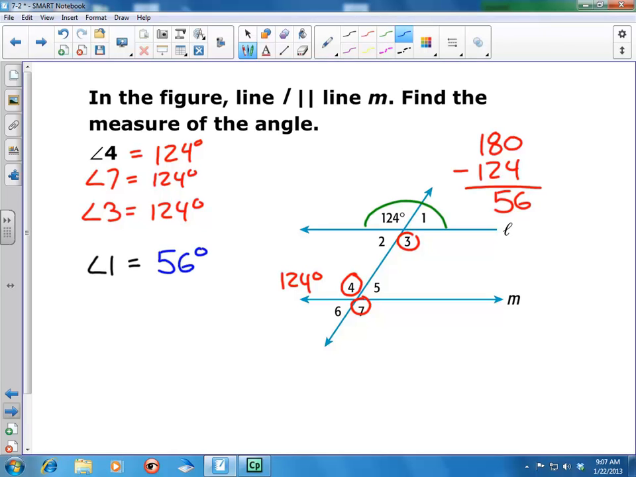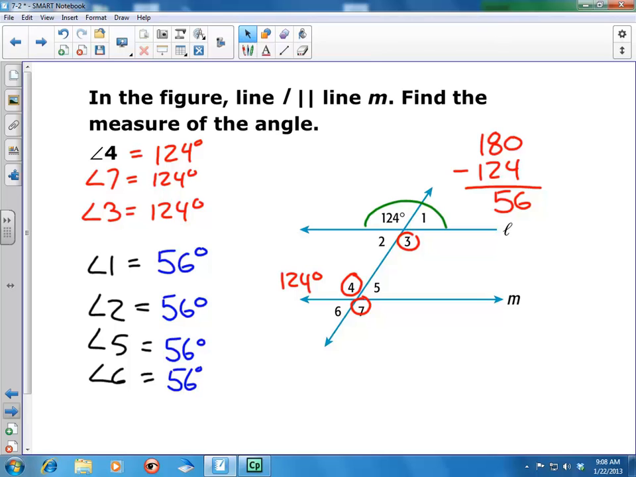Well, if angle 1 equals 56 degrees, then we should know what the measure for angle 2, the measure for angle 5, and the measure for angle 6 is going to be. What are all those going to be? Yeah, 56. On these, yes. Whenever you're dealing with parallel lines and a transversal, you're only going to have 2 different measures, because all of them meet all the rules that we just discussed.